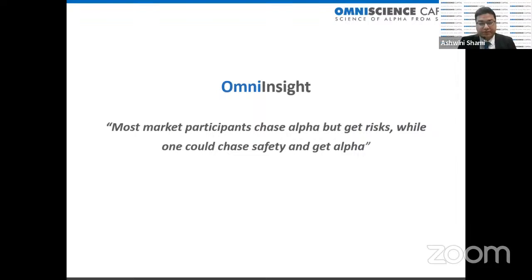How you do that, and what safety means, we'll cover during this discussion. But if you focus on safety, the returns or the excess return, the alpha, becomes a byproduct. So you don't have to really worry about that. That becomes a byproduct, right? So this is the Omni Insight. We have to keep this at the back of our mind all the while when we are investing in any products and making equity investments. So this is extremely important.